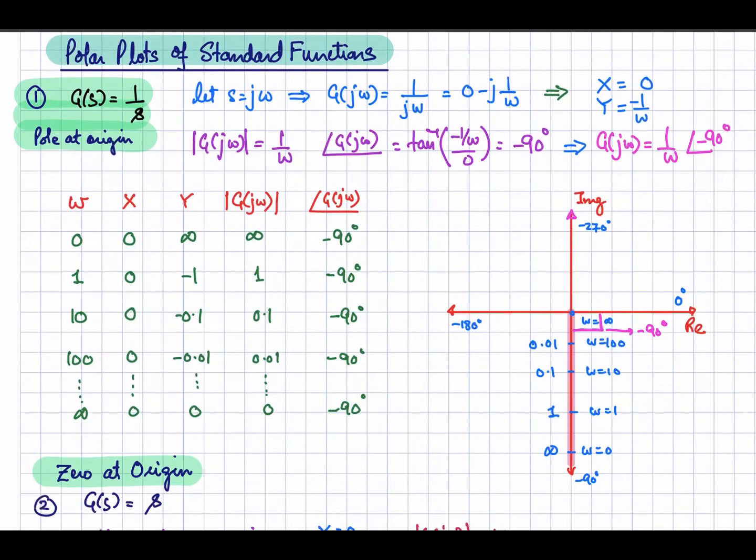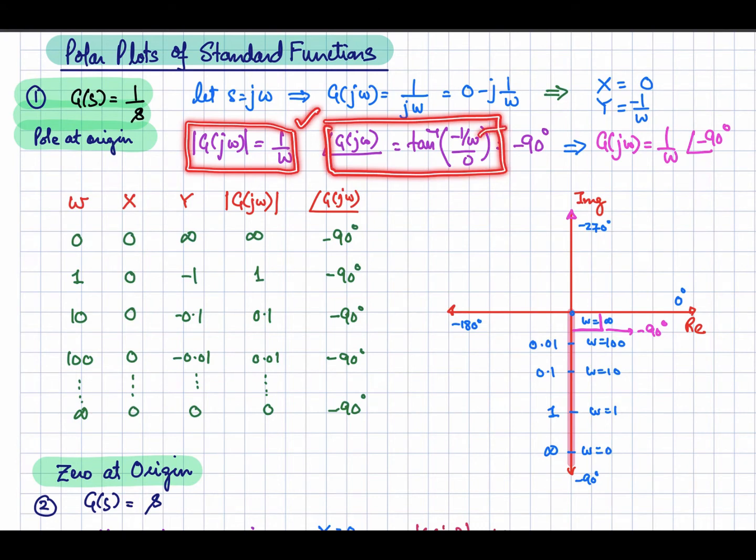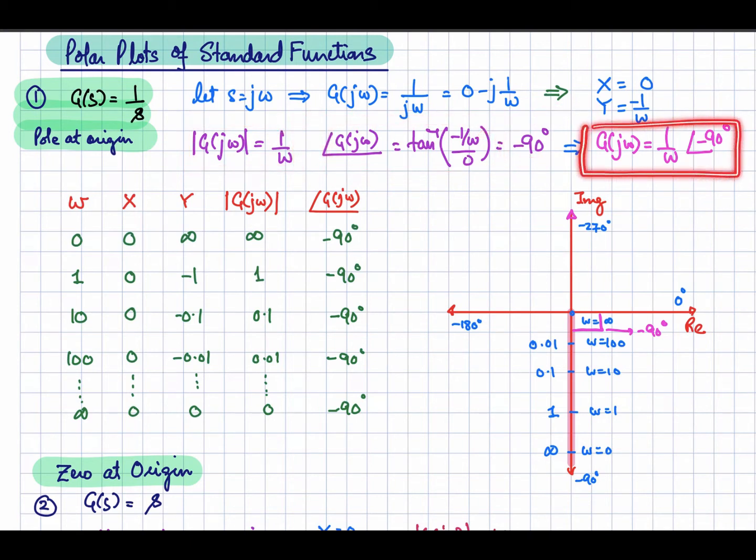Okay, now let's look at the polar plot of some commonly used transfer functions. Let's suppose that we have a pole at the origin, so its transfer function will be 1 by s, and to get the sinusoidal transfer function we replace s with j omega. In real and imaginary parts it can be written like that: its real part is 0 and imaginary part is minus 1 by omega. The magnitude of this sinusoidal transfer function is 1 by omega, and the phase is the tangent inverse of the imaginary part divided by the real part, which is equal to minus 90 degrees. So we can finally write our sinusoidal transfer function like that, with this magnitude and this phase.